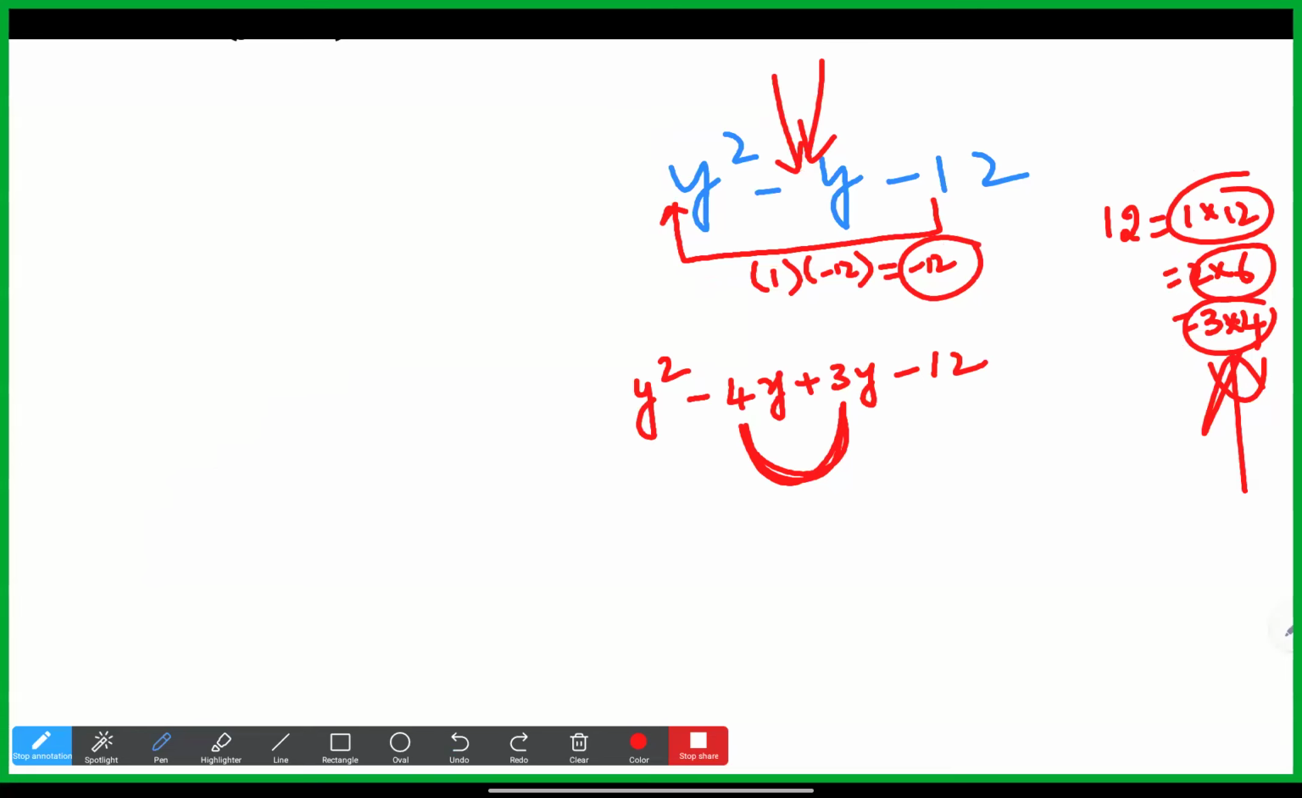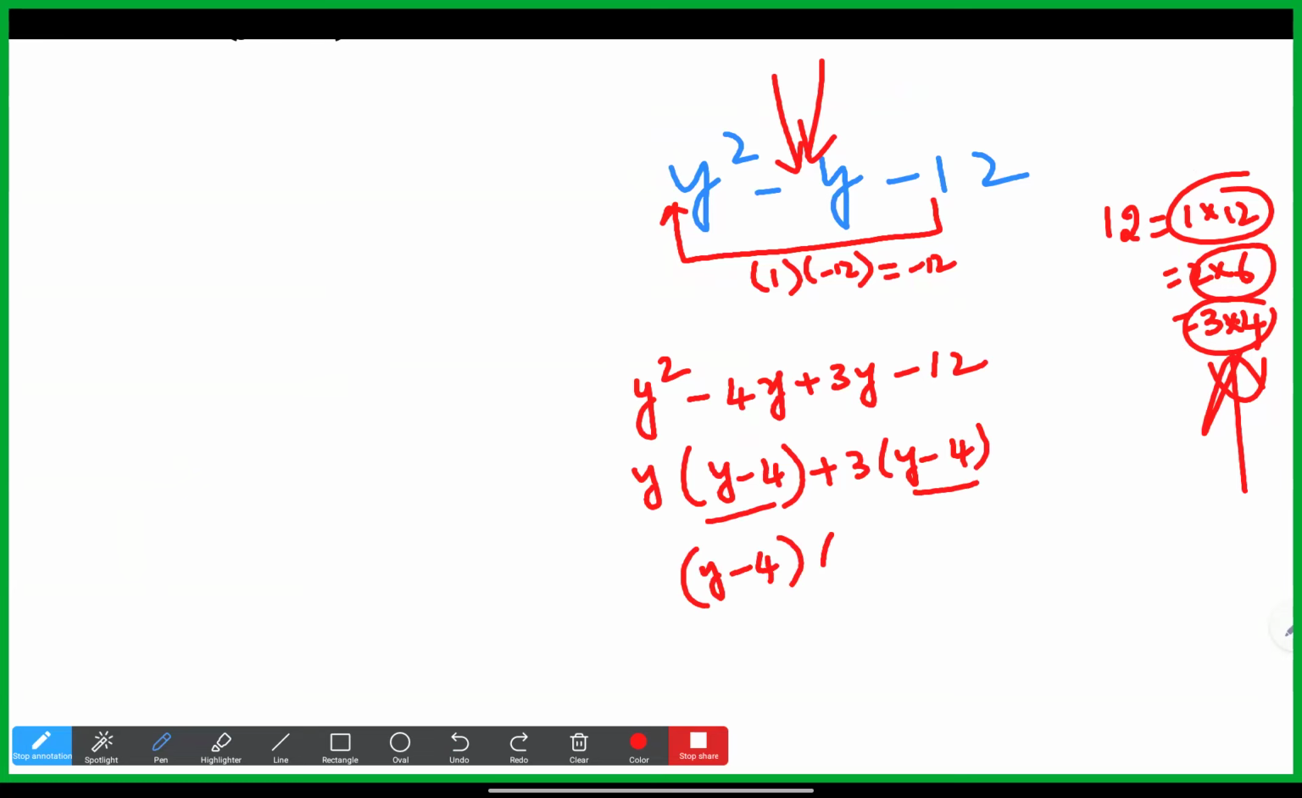Now we will simply take common out. Okay, sir, I understood. So from this we can take y into y minus 4 and plus 3 into y minus 4. Now overall we will get y minus 4 common into y. Here y is left and plus 3 is left. So y minus 4 into y plus 3 is the factorized form of y square minus y minus 12.